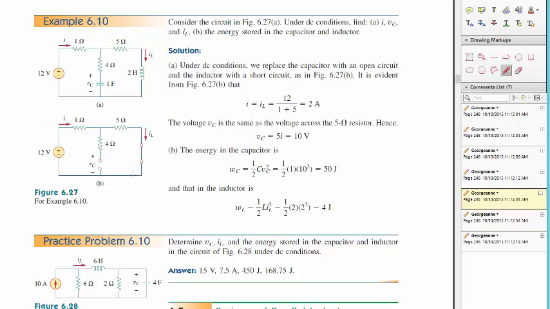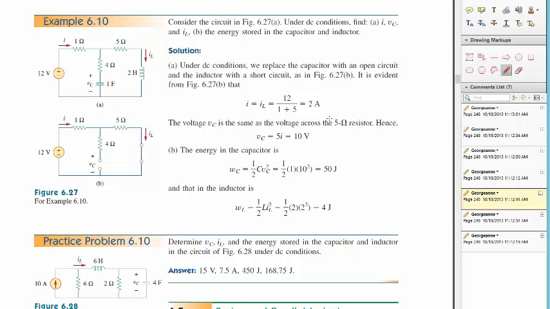Current is not changing, therefore it cannot have a voltage across it, and so you replace that element with a short in the circuit. Then we go and analyze the circuit like we normally would. We find currents, we find voltages, keeping in mind that the voltage present across the 5 ohm resistor is going to be the voltage that you measure across VC.